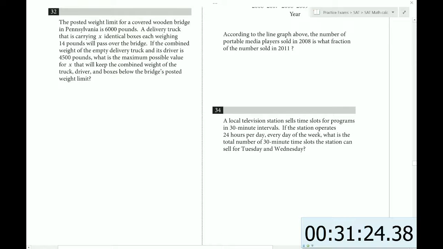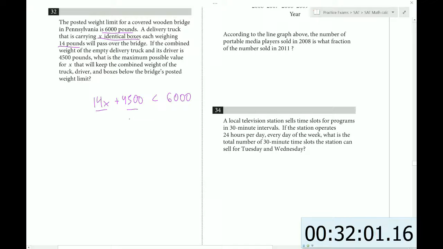The posted weight limit for a covered wooden bridge in Pennsylvania is 6,000 pounds. A delivery truck is carrying x identical boxes, weighing 14 pounds each. Okay, so that's 14x total weight. If the combined weight of the empty delivery truck and its driver is 4,500 pounds, so this is the weight of the driver, this is the weight of the boxes, and the weight limit is 6,000, so we want it to be less than 6,000. What is the maximum possible value for x, the number of boxes?